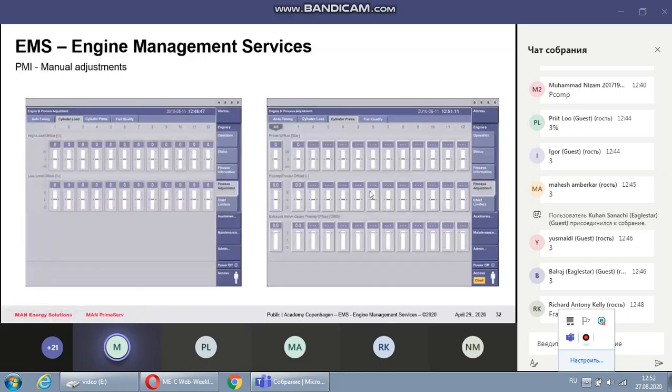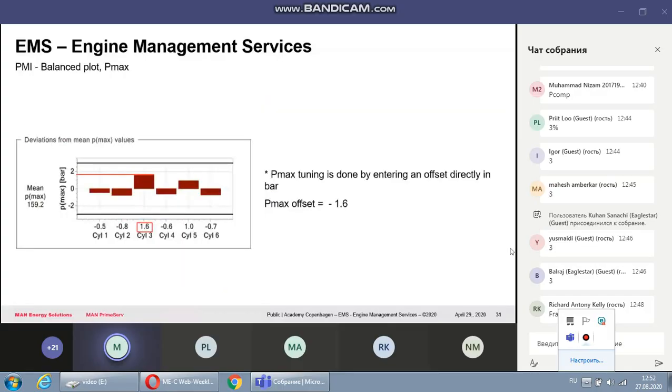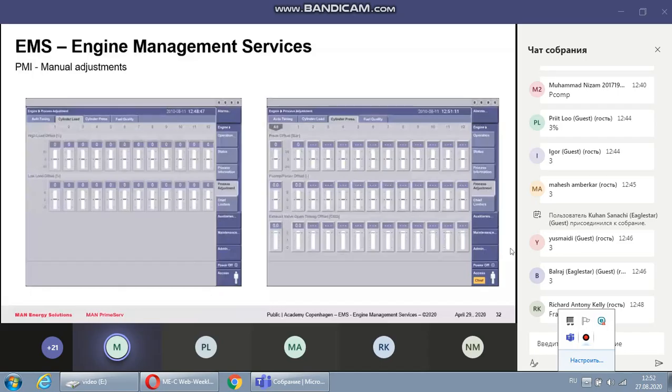Whichever cylinder you have a problem, click on this, then you can use the arrow mark and then apply. So that is how you adjust your compression pressure manually. Now the last one, that is your Pmax. How do you adjust your Pmax? The Pmax has to be adjusted without using any formula, because you don't need a formula at all.